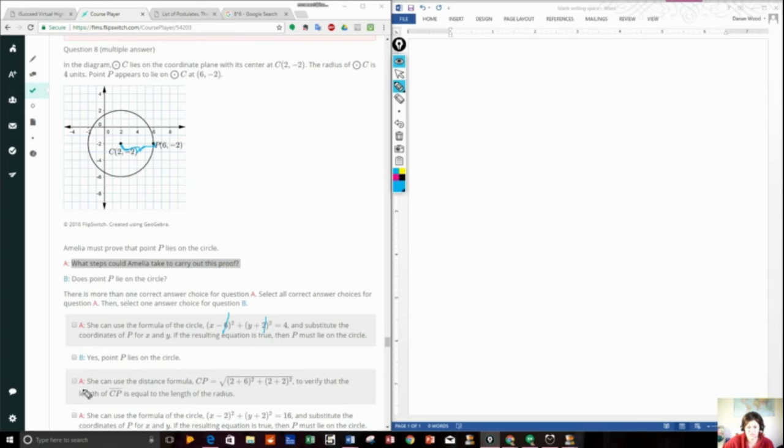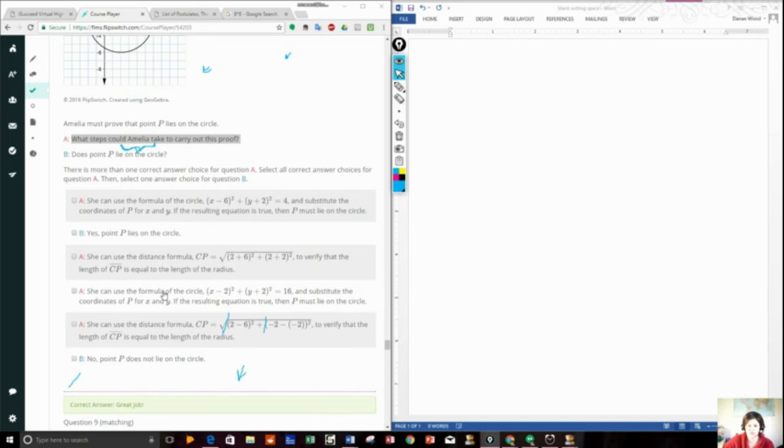She can use the distance formula: CP is equal to 2 plus 6 squared plus 2 plus 2 squared to verify the length of CP is equal to the length of the radius. Yes, we want to find the lengths, but I'm looking here. We should have a subtraction sign because both of our x values are positive. So I know that one is not correct because the distance formula isn't correct.